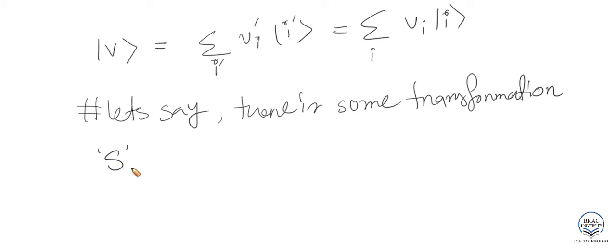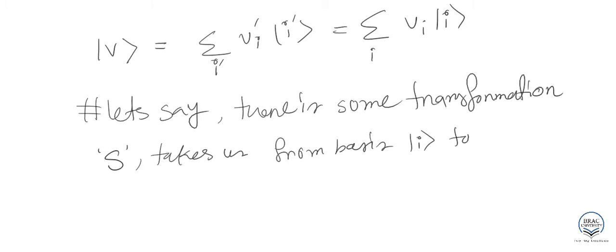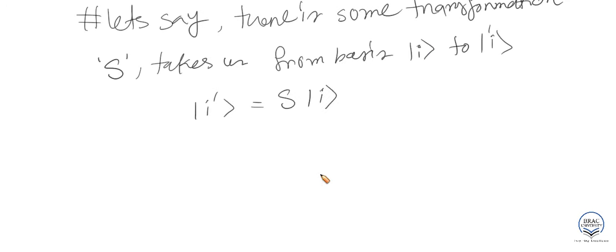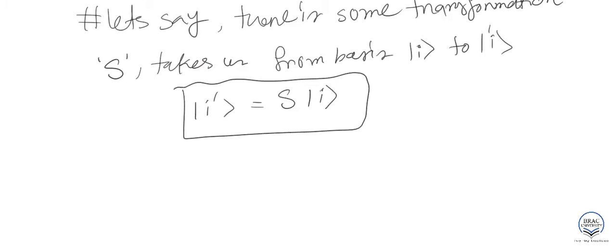So there is some transformation S that takes us from basis i to i prime, and mathematically we will denote this as the following. Obviously you can work in the component notation as well, but let's just keep this thing over here. So what does this tell us? That is this equation over here, call it equation 1. And what does this tell us about the components, right?